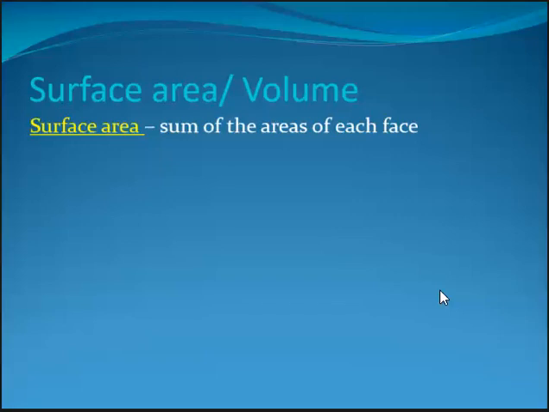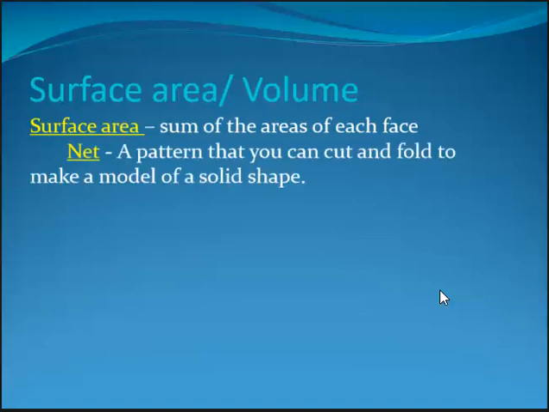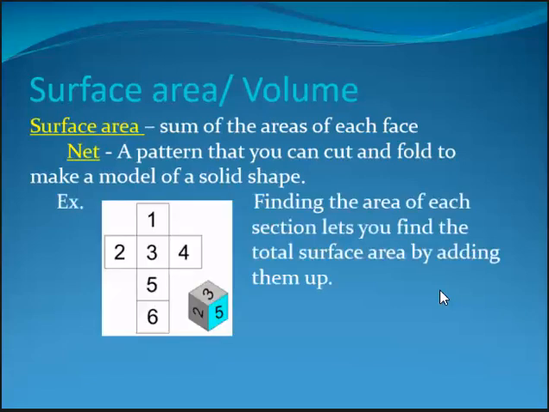If you cut along some of the edges of a three-dimensional object and lay it flat out, you get what's called a net. A net is a pattern that you can cut and fold to make a model of a solid shape. For example, if I were to cut this cross out along the perimeter here, I could fold it up and tape the edges and I would get a cube. So this cross is one of the possible nets for a cube.